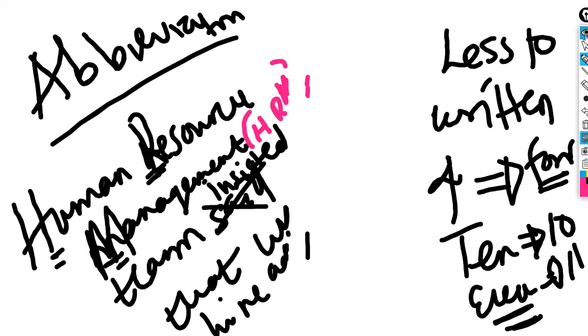And how do you do that? You write it in full and then you bracket it. Then subsequently use HRM, and there'll be no need of writing it in full. In fact, don't write it in full. Just use HRM, the initials, or rather these acronyms. Okay.